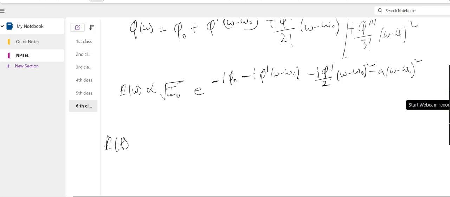Now you want to have a Fourier transformation, which would be 1 by 2 pi, minus infinity to plus infinity, E omega e to the power I omega t d omega.